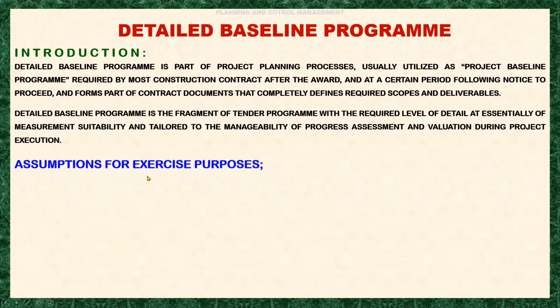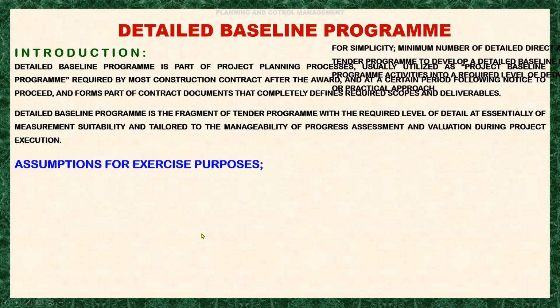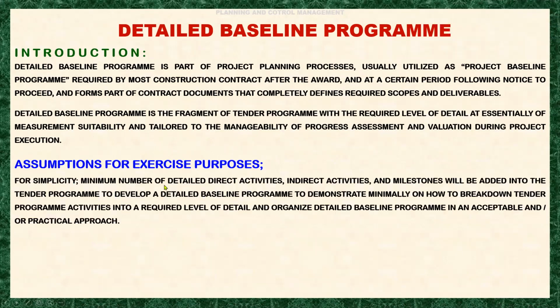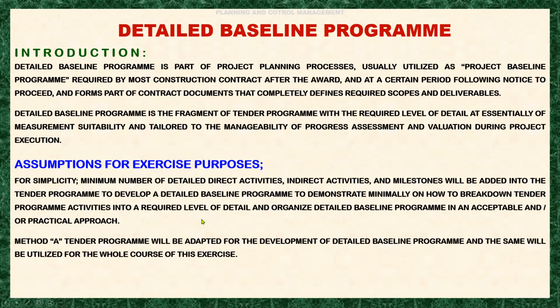Now we have here our assumptions for exercise purposes. For simplicity, a minimum number of detailed direct activities, indirect activities, and milestones will be added into the tender program to develop a detailed baseline program, to demonstrate minimally how to break down tender program activities into a required level of detail and organize the detailed baseline program in an acceptable and practical approach. And we have here method A: the tender program will be adapted for the development of the detailed baseline program, and the same will be utilized for the whole course of this exercise.